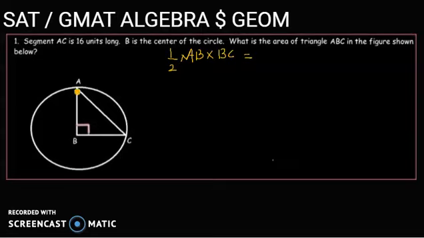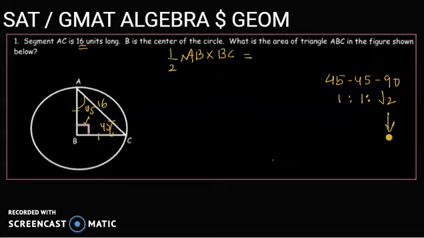Now we don't know AB and BC, but we know these are the radii of the circle, so they must be equal, and this is 90. So we have these two angles equal, 45, 45. Again we have a 45, 45, 90 triangle. So sides are in the ratio 1:1:√2. Now this is given as 16. That means √2 corresponds to 16.